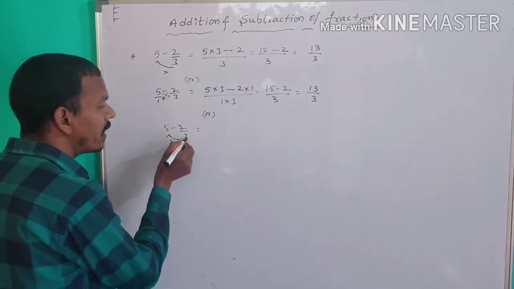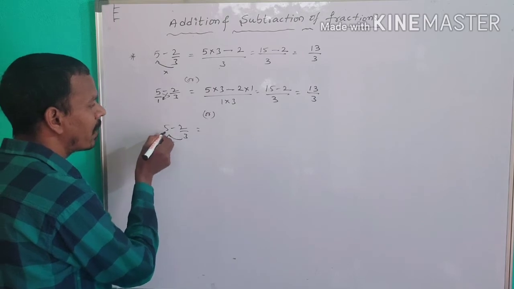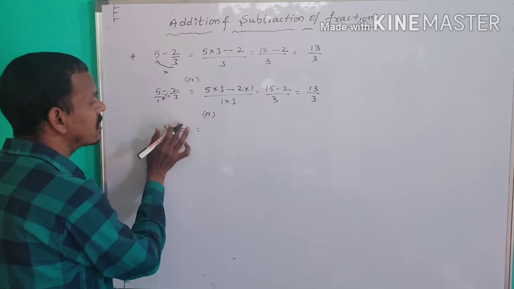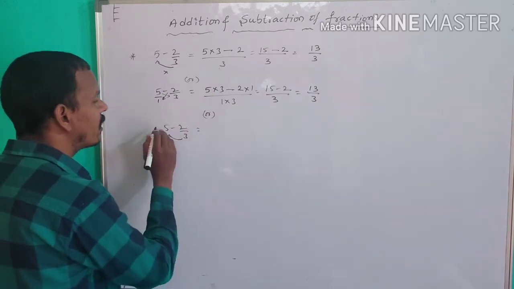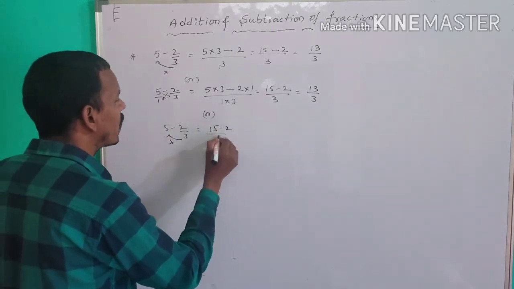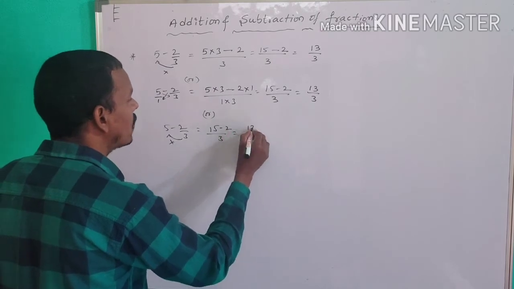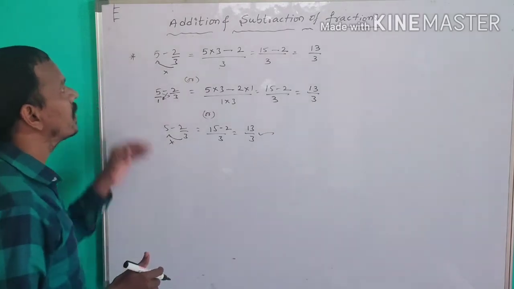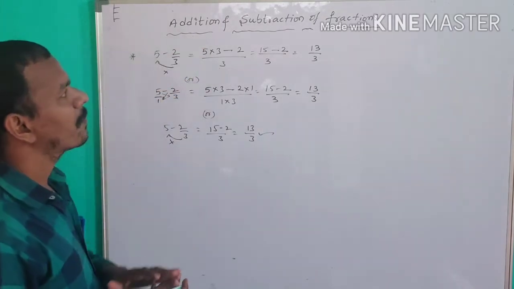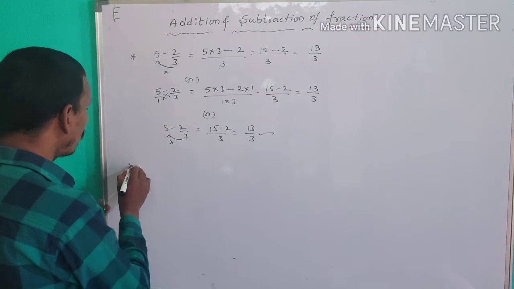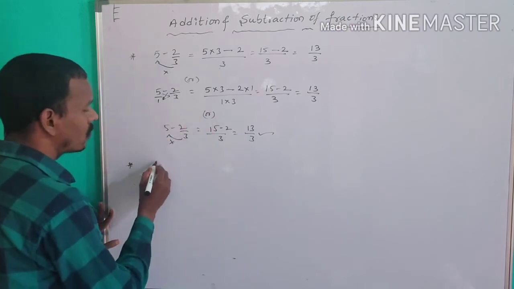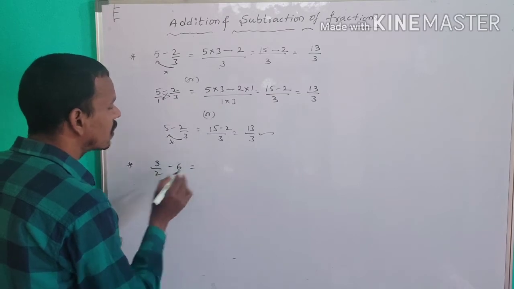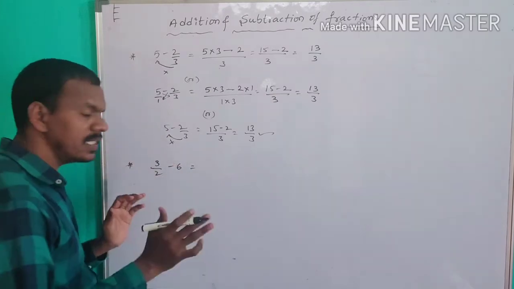First, the denominator and the number we multiply, and what is the middle sign? Minus. That result and the next number are subtracted. So 3 fives are 15, 15 minus 2 by 3 equals how much? 13 by 3. That is how we subtract a fraction from a number. Now a fraction and a number, second example: 3 by 2 minus 6. How can we solve it? It is also very easy.